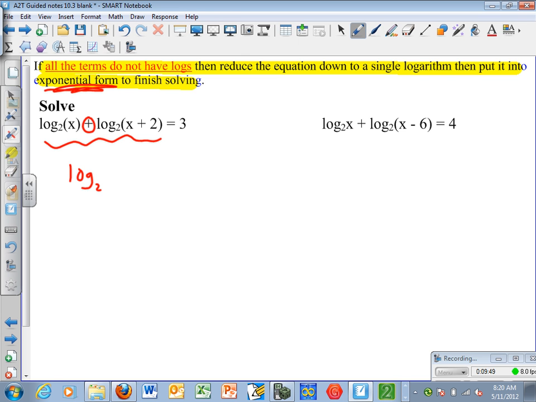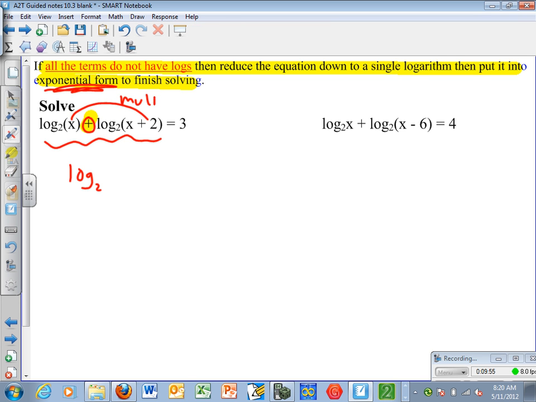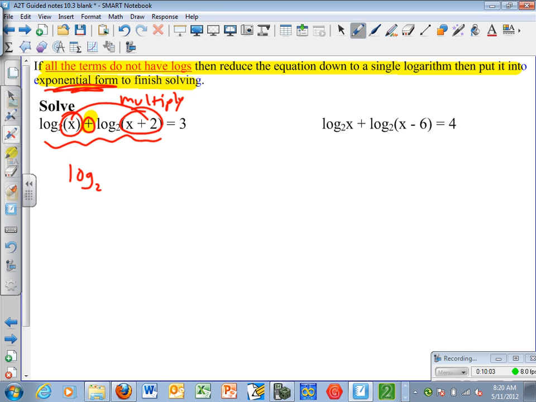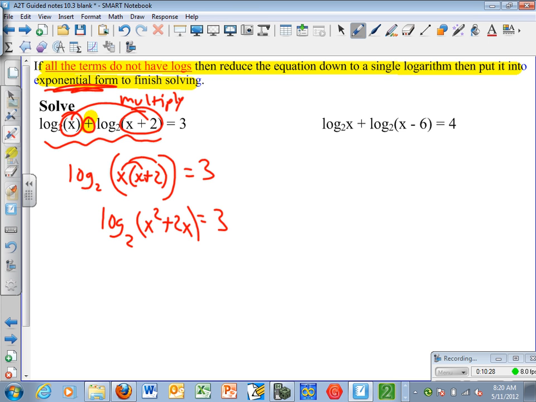If I add the 2 logs, so if I'm adding the 2 logs, these two things I multiply. Adding 2 logs means you multiply this times this. So it's the log of x times x plus 2. Okay, and that equals 3. Now, how do I multiply a monomial x times a binomial x plus 2? I distribute. So it's really the log in base 2 of x squared plus 2x is equal to 3. Now, because it has two terms, I would suggest keeping it in parentheses there.